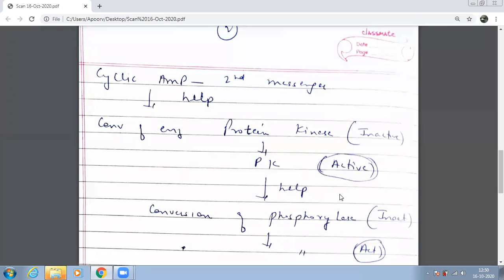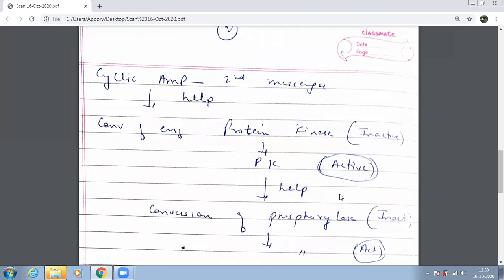So what will this cyclic AMP do? It will convert another inactive enzyme into active enzyme. Name the next enzyme. Protein kinase. So now you have got an active form of protein kinase. This will in turn again convert an inactive enzyme into an active one. Which is the next one?